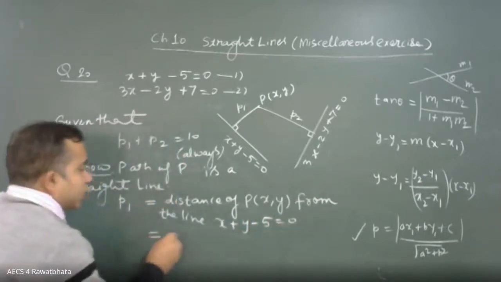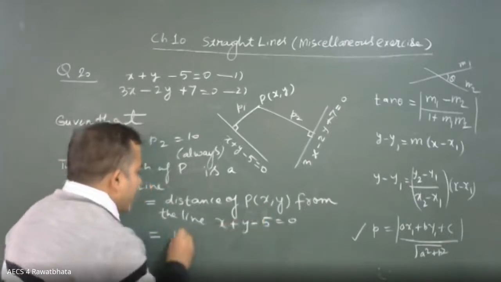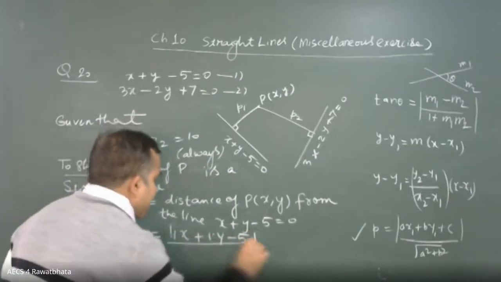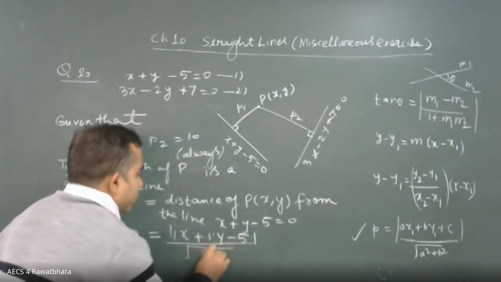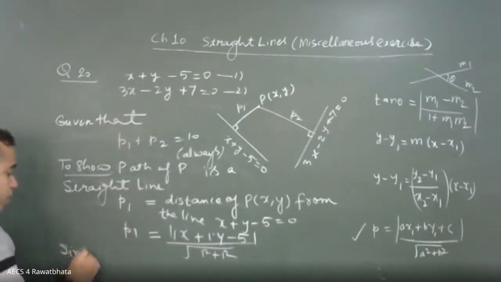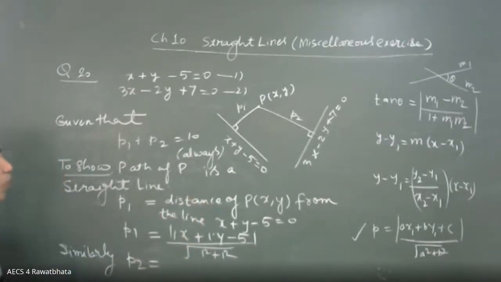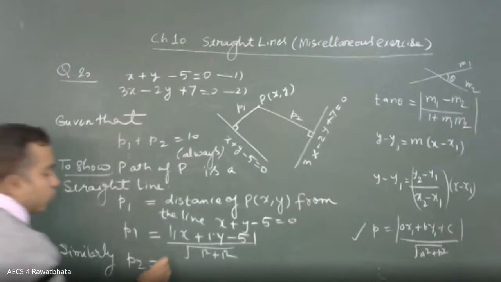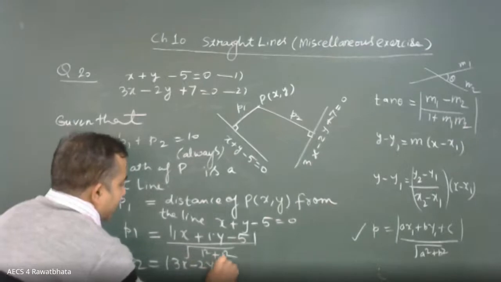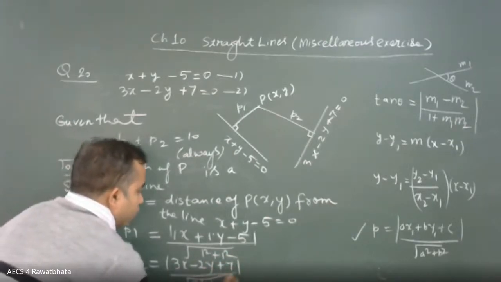So apply the formula. This is going to be modulus of 1 as it is, and in place of x, the x coordinate, x only will come, plus 1y minus 5, magnitude, divided by root of 1 square plus 1 square. Similarly, P2 also you can write. P2 is the distance of point P(x, y) from the other line, and if you write P2, this is going to be modulus of 3x minus 2y plus 7, whole upon root of 3 square plus minus 2 whole square.